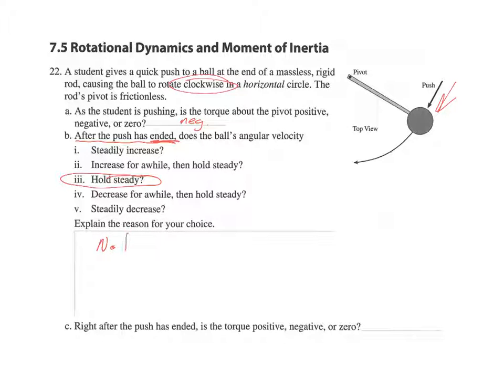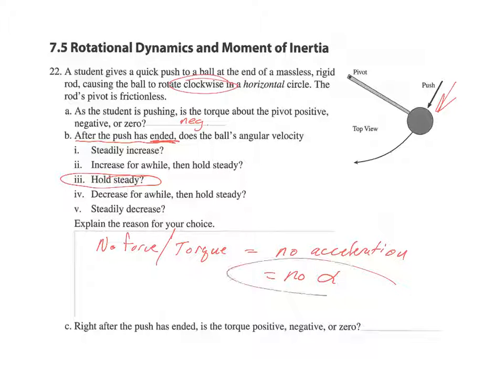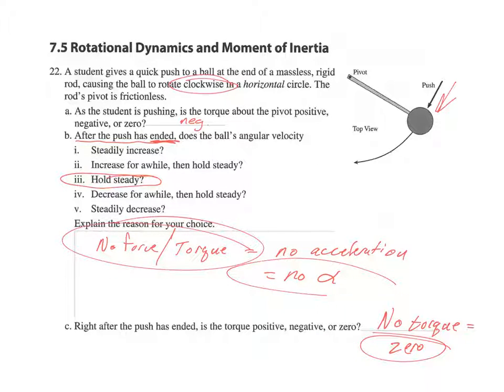No force slash torque in this case, because it's rotating, equals no acceleration. And in this case would be no angular acceleration. Right after the push is ended, is the torque positive, negative, or zero? We just said there's no torque, so torque equals zero. There's no torque, so it's zero. Sorry.